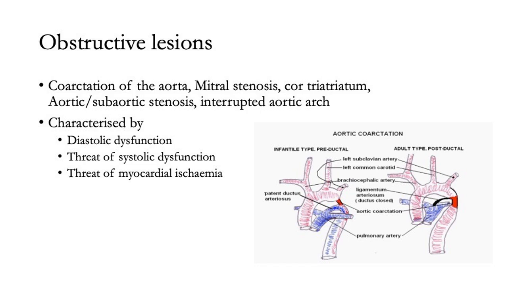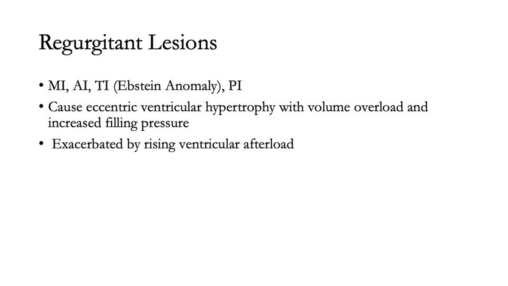They are usually acyanotic and are characterized by diastolic dysfunction, threat of systolic dysfunction, and threat of myocardial ischemia. This picture shows coarctation of the aorta, which is a congenital narrowing of the aorta, usually situated between the origin of the left subclavian artery proximally and the junction of the aorta and the ductus arteriosus distally. Regurgitation lesions include mitral, aortic, tricuspid or pulmonary regurgitation. They can cause eccentric ventricular hypertrophy with volume overload and increased filling pressure, and are exacerbated by rising ventricular afterload.